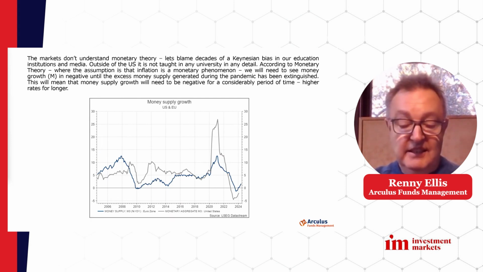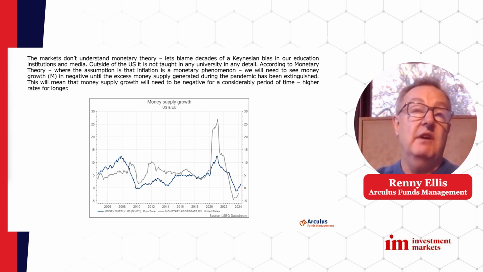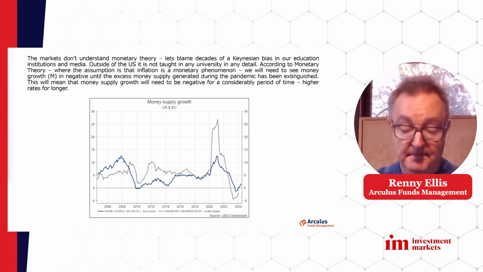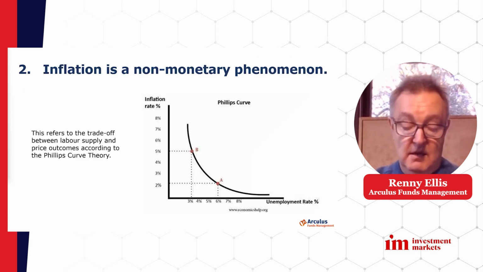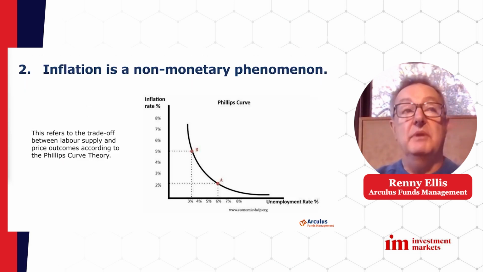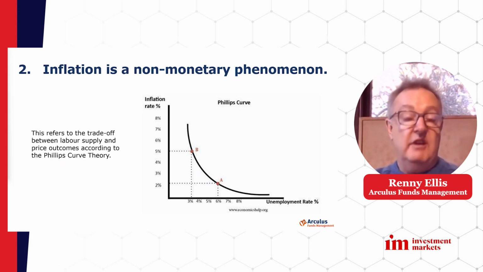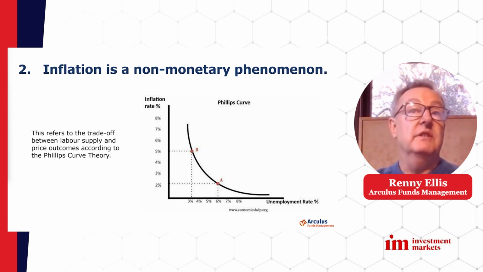We would need to see money supply growth remain negative for a considerable period of time in both the Euro area and in the US before it extinguishes the successive rounds of quantitative easing that we have seen since 2009. Secondly, we'll look at the assumption that inflation is a non-monetary phenomenon. This refers to the trade-off between unemployment, wages growth, and inflation, or what is known as Phillips curve theory.